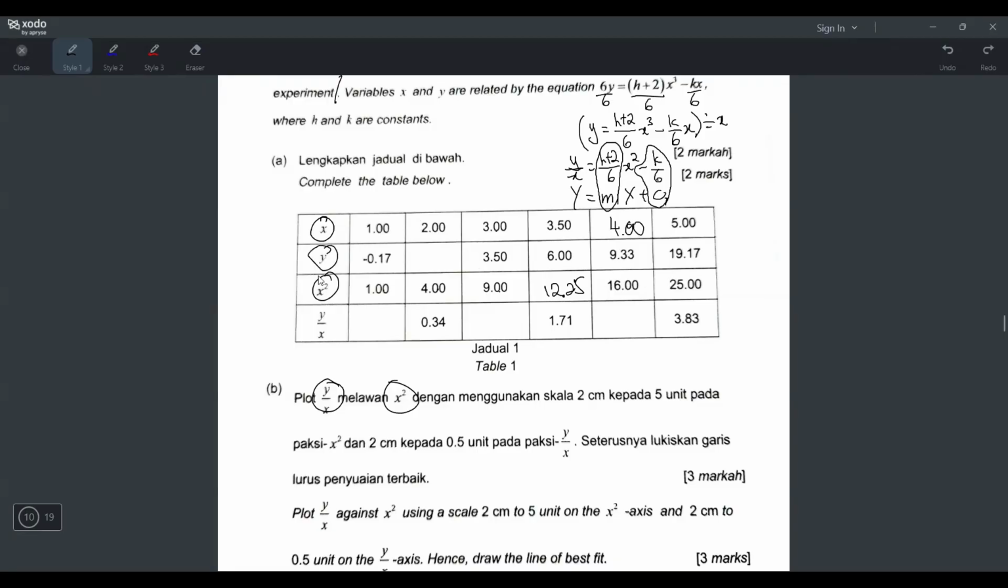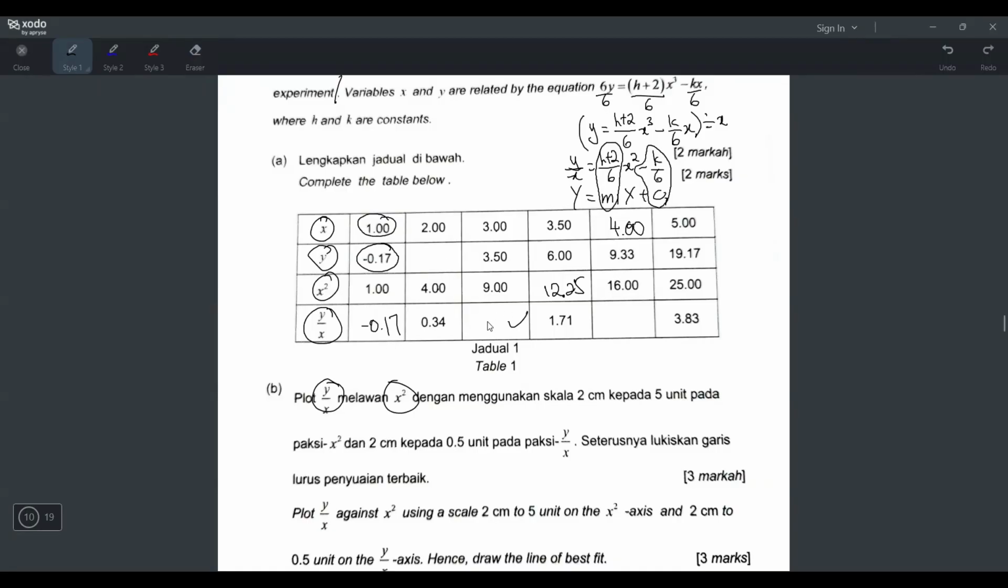Okay, now let's focus on the y-axis. So this is y over x. So that means if I want to get this value, I need to take the y divided by x. Then only I can get y over x. So you just press negative 0.17 divide 1. But we know when you divide 1, nothing will happen. So it's the same lah, negative 0.17. Okay, this one I will leave it first.